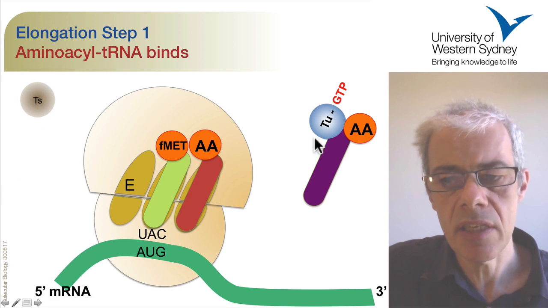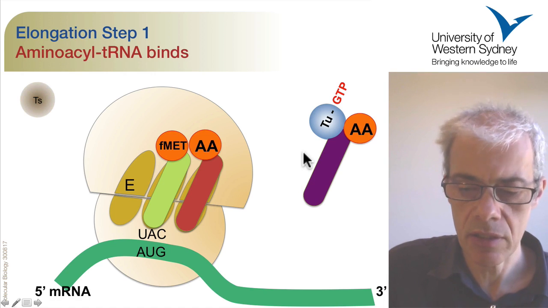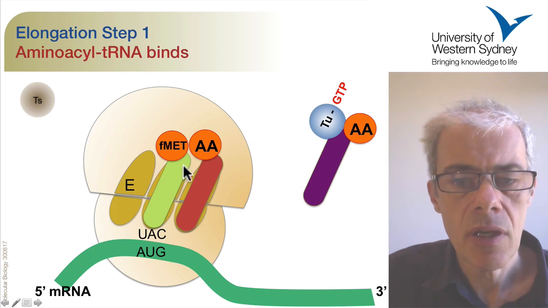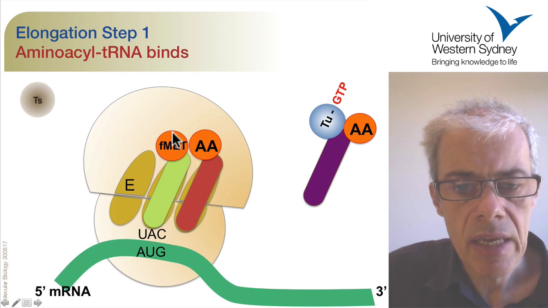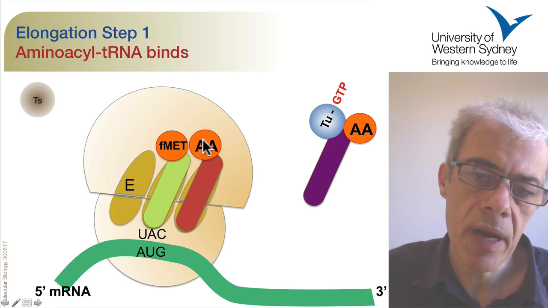These helper proteins can then associate with additional transfer RNAs ready for the next step in elongation. So if we look at what's happening here in the ribosome in a bit more detail, which is the formation of this peptide bond.